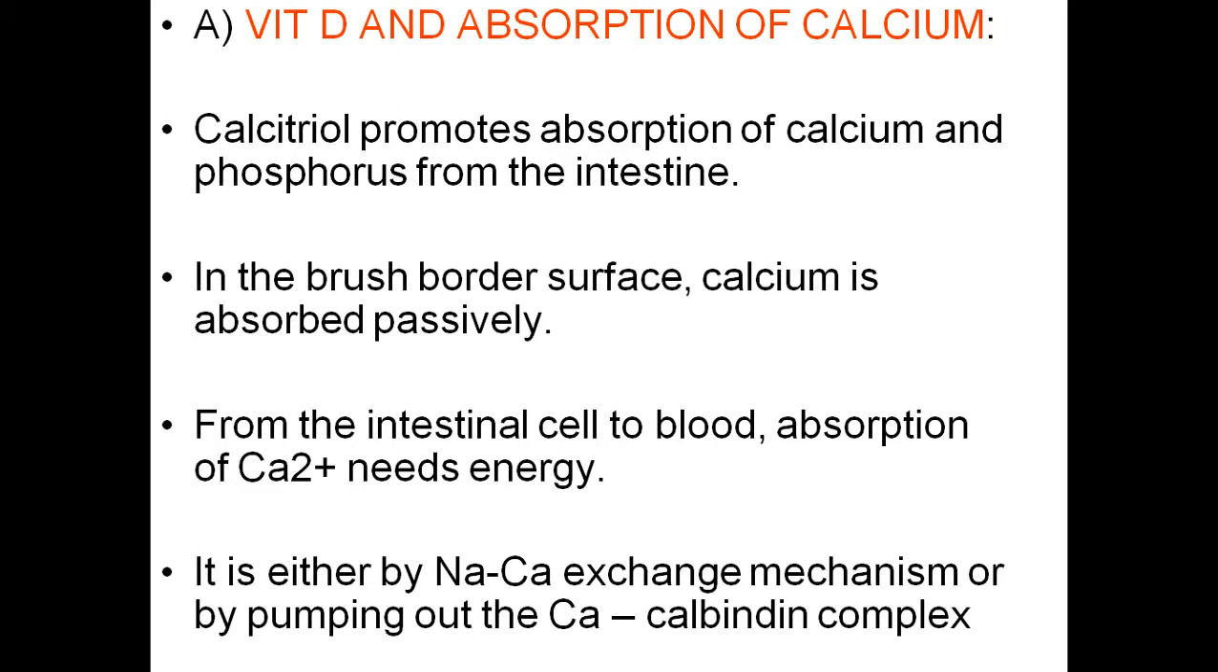It is either by the sodium calcium exchange mechanism or by pumping out the calcium calbindin complex. So calcium absorption from the intestinal cells into the blood takes place either by the sodium calcium exchange mechanism or by pumping out the calcium calbindin complex.